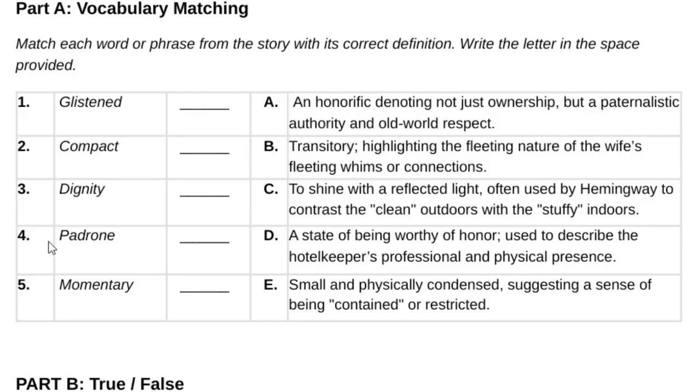The fourth one, padrone, an honorific for the hotel owner that denotes not just ownership but a paternalistic authority and old-world respect. The fifth one, momentary. This describes the wife's brief feeling of supreme importance. It highlights the fleeting nature of her whims and connections.